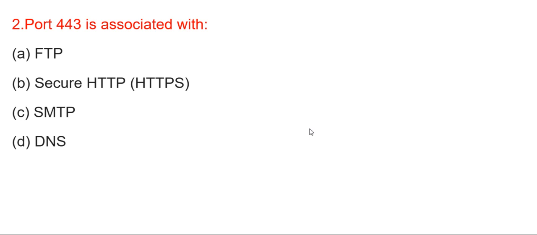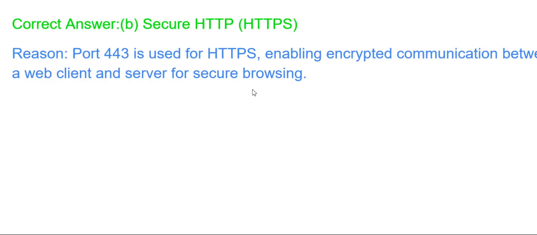Next slide. See, port 443 is associated with A. FTP, B. Secure HTTP or HTTPS, C. SMTP, D. DNS. Pause the video and try the answer. And the correct answer is B, secure HTTP or HTTPS. So the reason is port 443 is used for HTTPS, enabling encrypted communication between a web client and server for secure browsing.